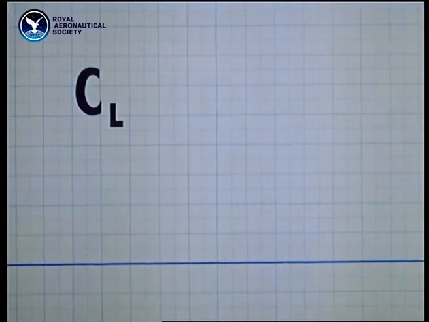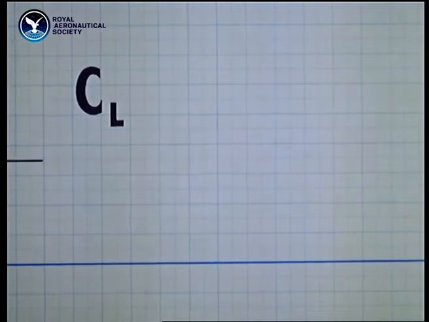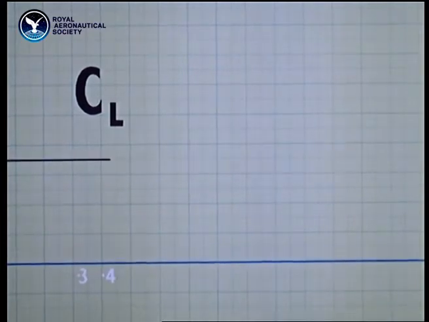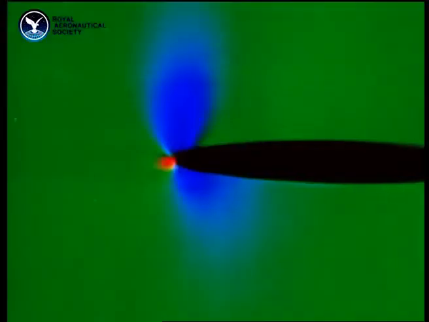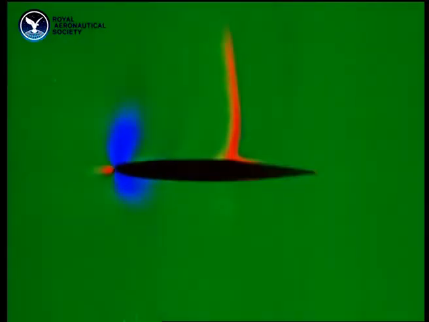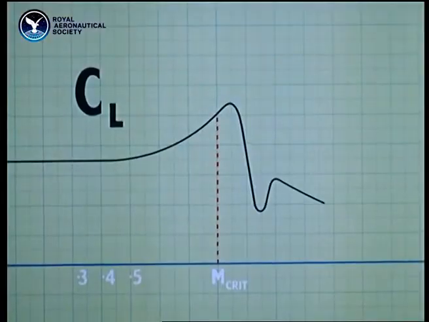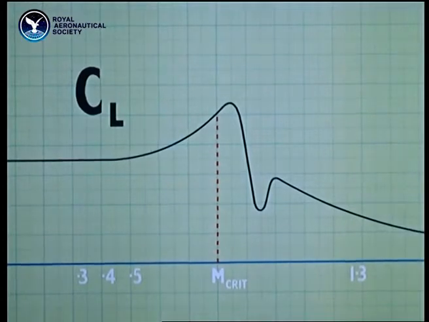Again, watch the behavior of the lift coefficient. Like the drag coefficient, it's constant at low speeds. Somewhere below M-crit, it starts to increase slightly. This is because the air is becoming less dense as it speeds up over the curvature of the wing. But just above M-crit, flow separation makes it plunge suddenly downwards. Later on, it increases slightly, then falls again.